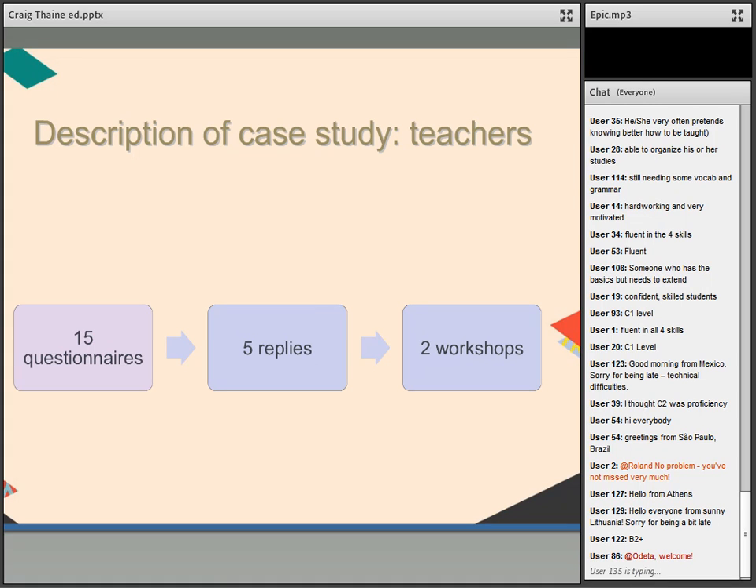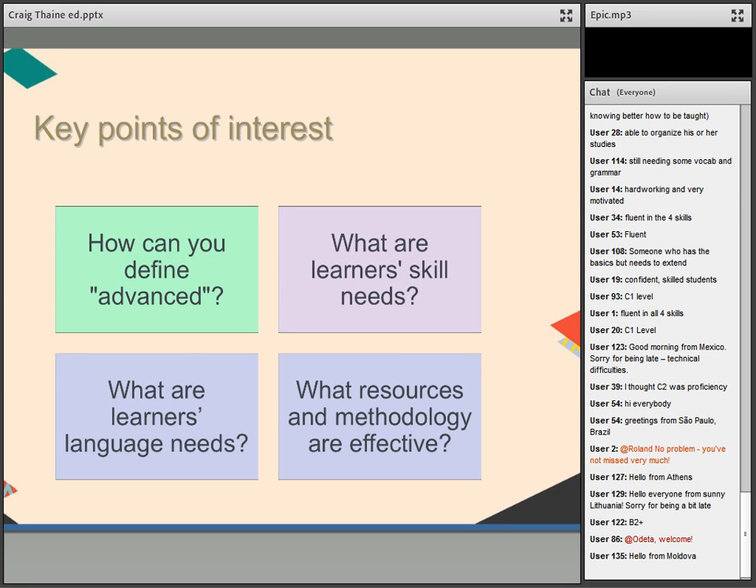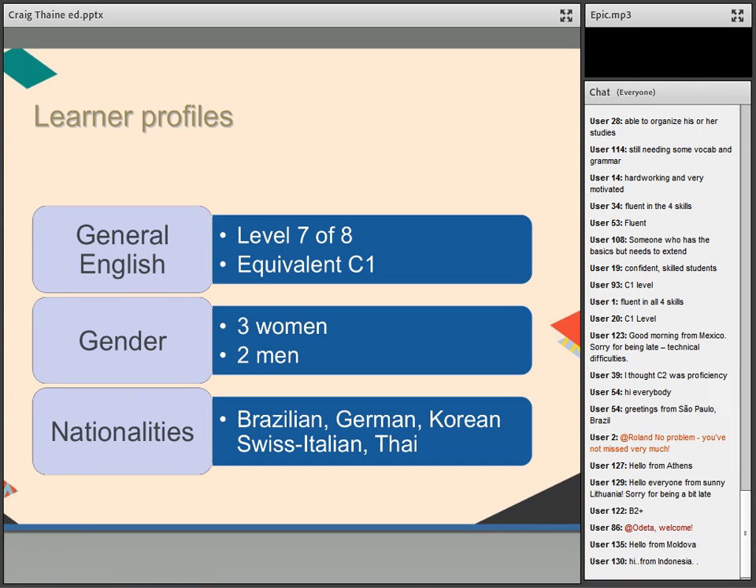And then with teachers, I took the 5 teachers, but also other teachers that I worked with, and I ran 2 workshops, and we looked at some of their comments, but also some of the comments from the learners, and I got teachers to react to some of those comments. So that's how I carried out the case study. And these were the points that I was mostly interested in: how you can define advanced, what are learners' skill needs at advanced level, what are learners' language needs at advanced level, and what resources and methodology is effective for them. Those were the key questions.